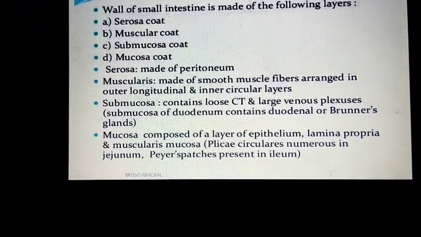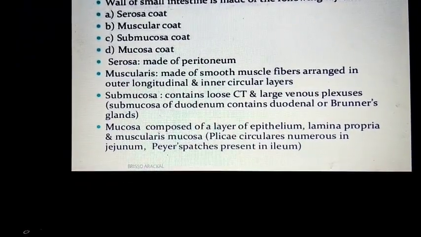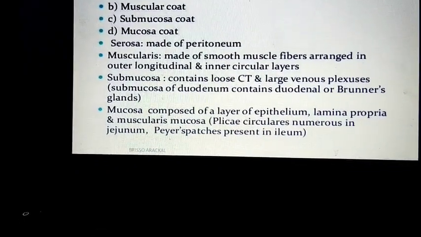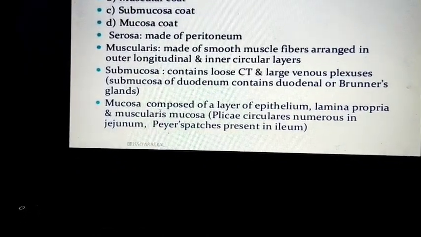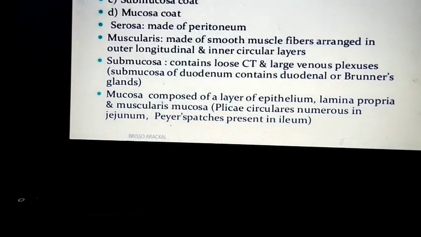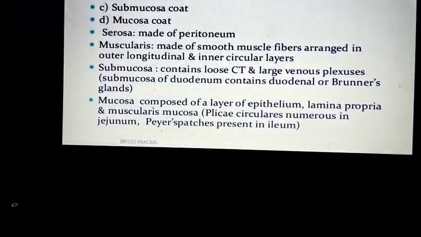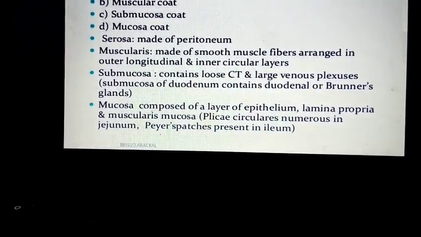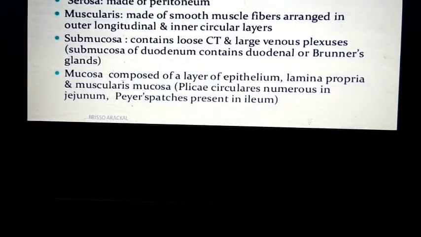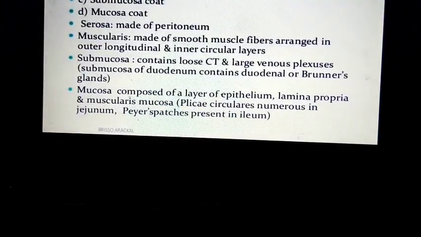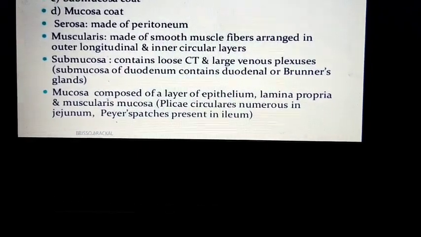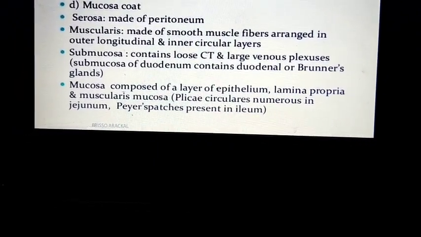Submucosa contains loose connective tissue and a large venous plexus. The submucosa of the duodenum contains the duodenal or Brunner's glands. In the jejunum and ileum, it contains the Peyer's patches or intestinal glands. Mucosa is composed of a layer of epithelium, lamina propria, and muscularis mucosa. If the mucosa has circular folds, that is the plica circularis. Peyer's patches are present in the ileum and absent in the jejunum.